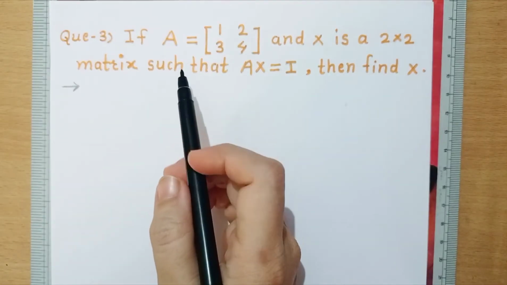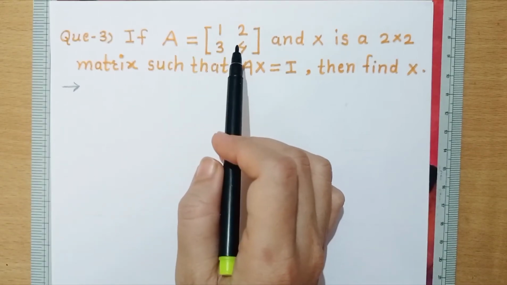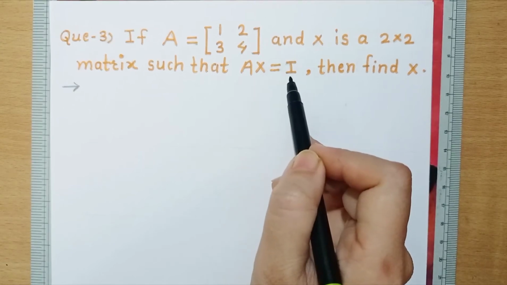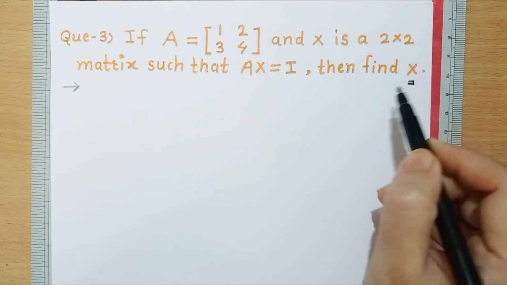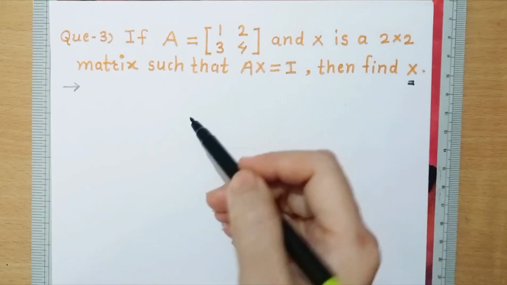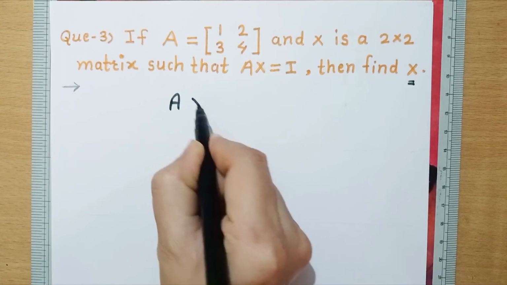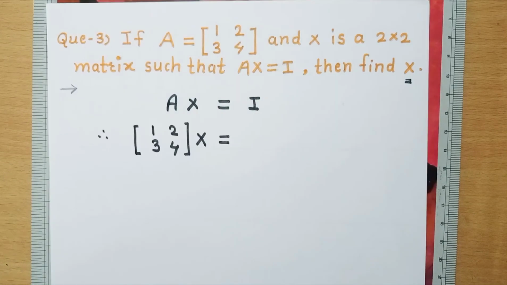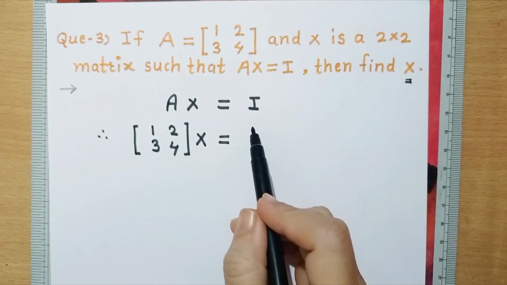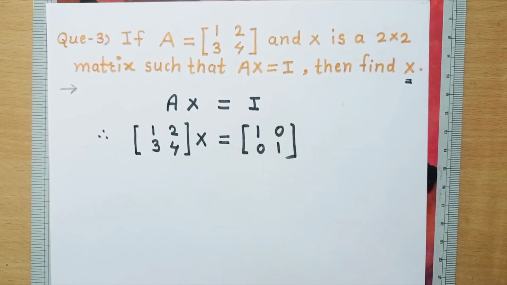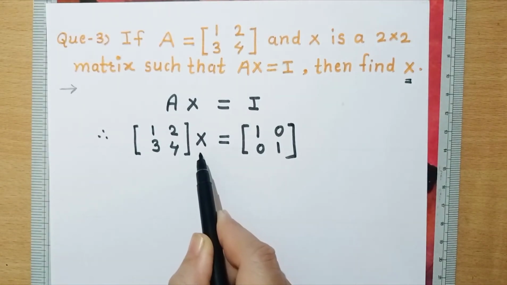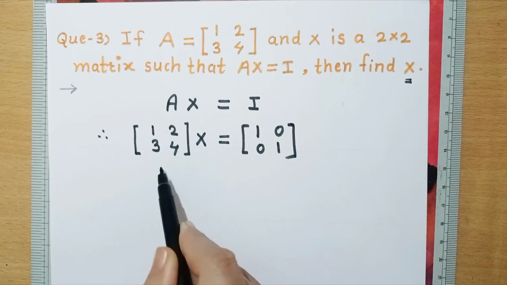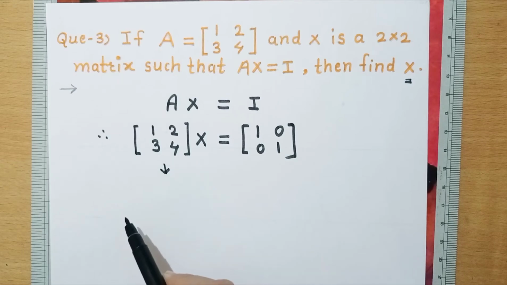This is our next question, and here given matrix is this, and we have given this relation also, Ax is equal to I, and here we have to find what is X matrix. So first we will write this relation here, Ax is equal to I, and substitute this A matrix here. Now here we have to take identity matrix of same order. We have to find this X, and this is prefactor. So we will use row transformation to convert this into identity matrix.